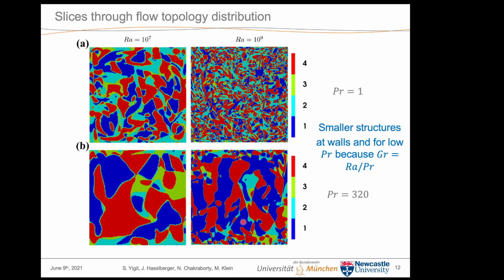Since we have already calculated the 2 invariants, we can also now do the flow classification, and these again are slices through the whole field of the flow topologies. And from that we also get an impression about the size of the structures. I think we can clearly see that it is neither the Rayleigh nor the Prandtl number alone determining the size of the structures. It's actually the Grashof number.